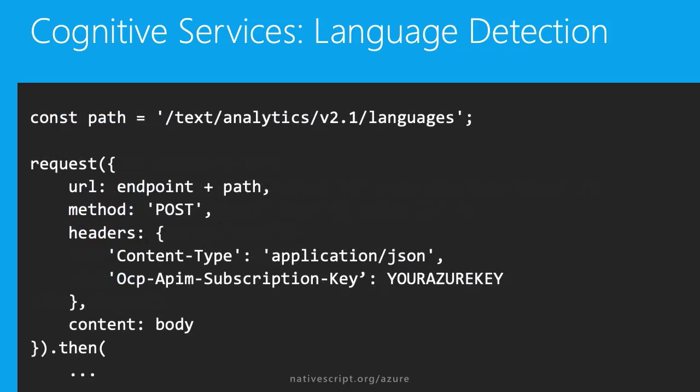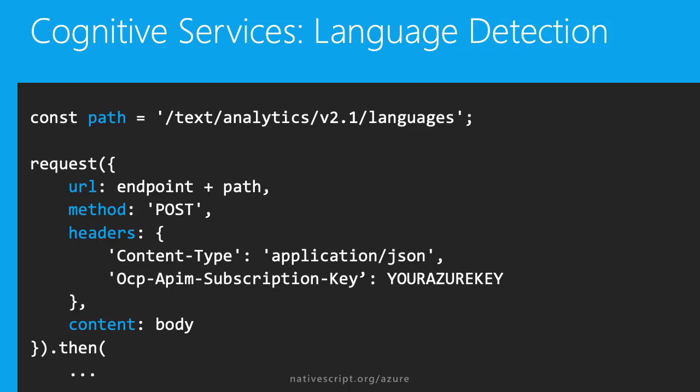Now the JavaScript driving this page is going to be surprisingly simple. I've cut out some of the boilerplate here, but this is effectively all I'm doing to leverage these cognitive APIs. I have an endpoint and a path that constructs the URL for my request. I'm creating a POST request here and sending along a content type of JSON and my Azure key in the request header. Finally, I have this body variable as my content.